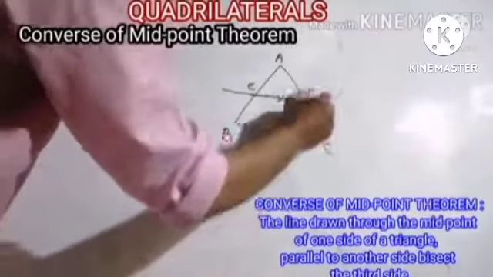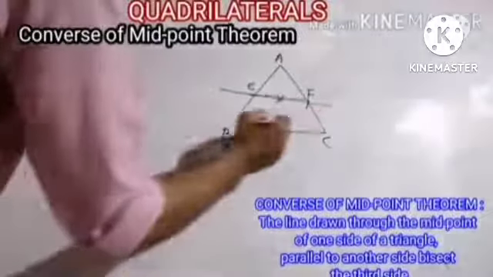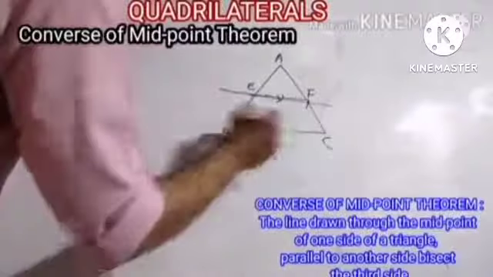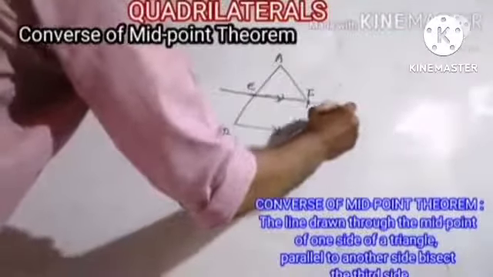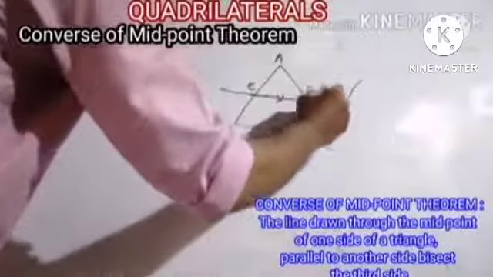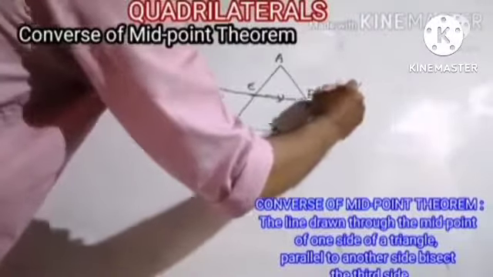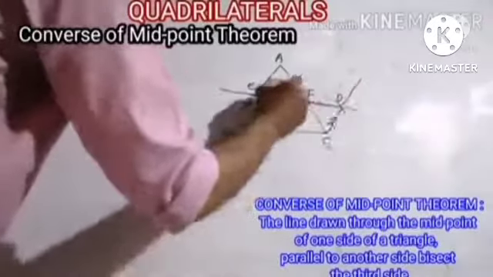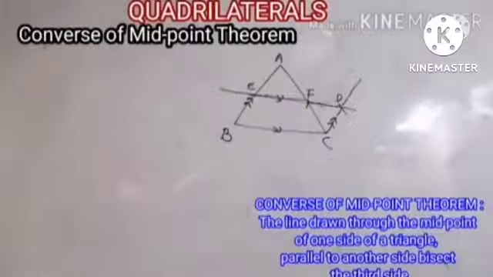It bisects AC. So we have to prove F is the midpoint of AC here. Let's start. Let's draw a line from C parallel to BA, to meet EF produced at D. Already we have these two sides parallel, and now opposite sides are parallel.